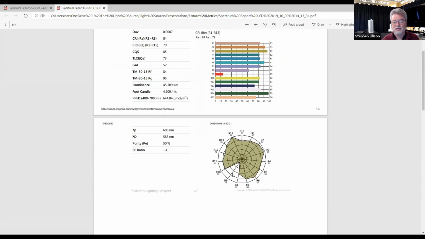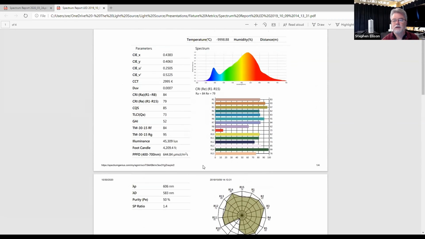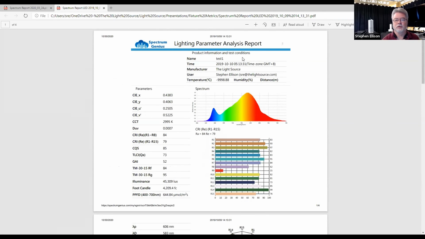But now we're looking at this TM-30 color graphic, and you can see at R9, it just dumps way in. So this is something where you can look at this and begin to see where you're off and where you're not in what you're looking at.